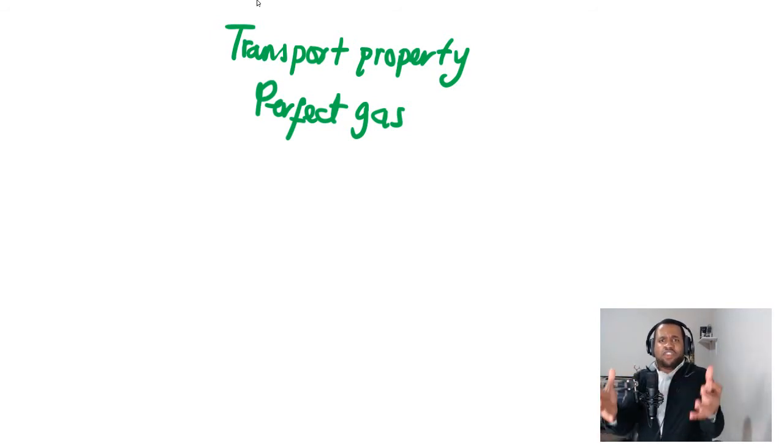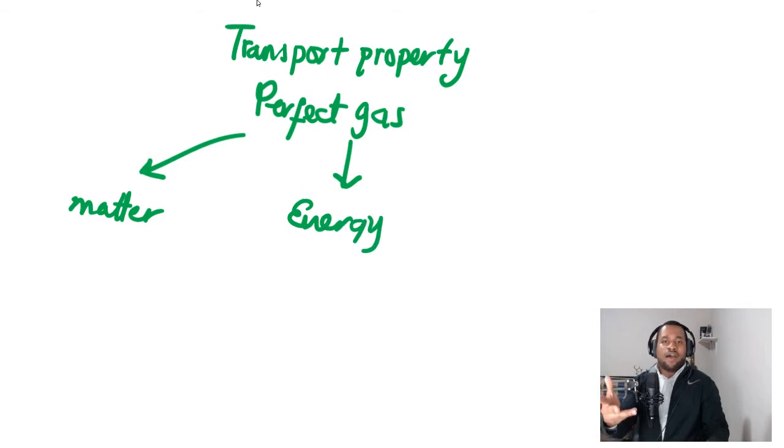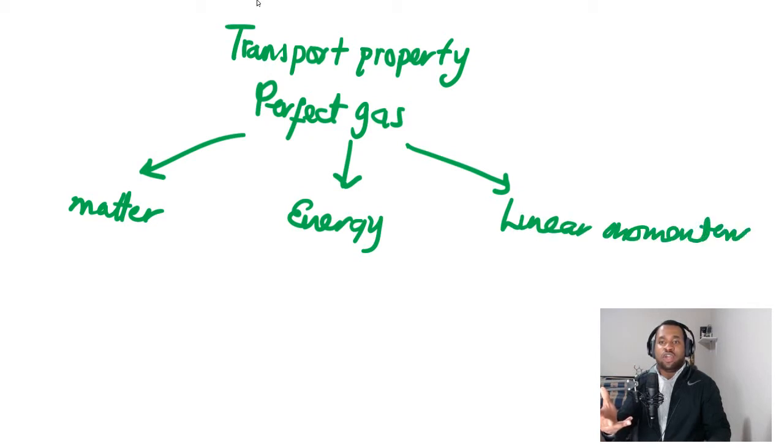So based on the transport properties, there are many interesting transport properties that we know of. One is involving looking at matter and how matter is transferred, and also in terms of looking at how we can connect this to another type of property, which is energy. And so our final one here is linear momentum. And so in this particular video here, we're going to be focusing on matter and introduce flux.